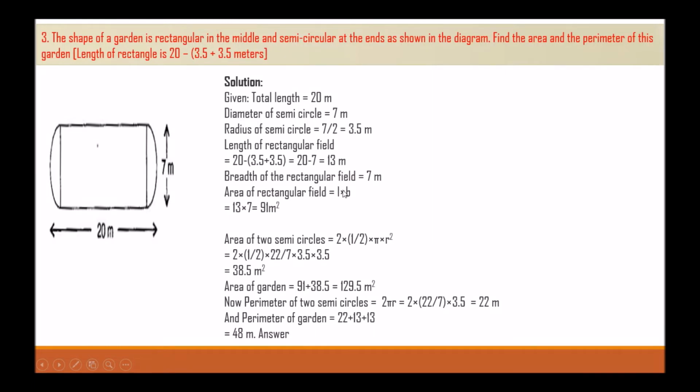Breadth of rectangle field equals 7 meter. Area of rectangle field equals L into B, that is 13 into 7. So we will get 91 meter square.